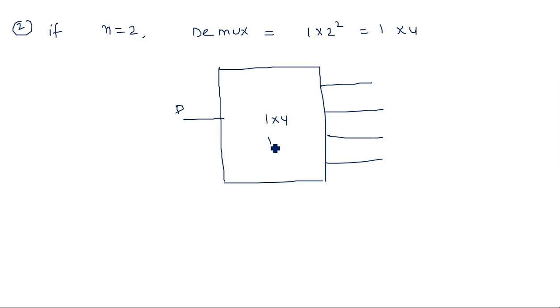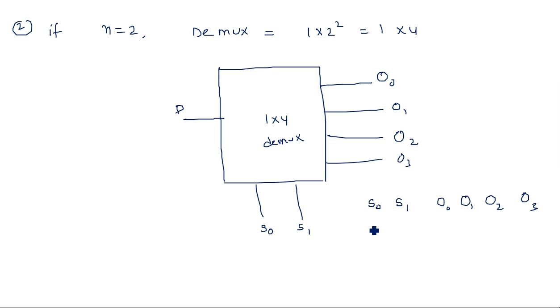So a 1 by 4 demux with the number of selection lines n equal to 2 has selection lines S0, S1 and outputs O0, O1, O2, O3. How can you write the truth table? The truth table consists of selection lines S0, S1 and outputs O0, O1, O2, O3, with selection combinations 0 0, 0 1, 1 0, 1 1.